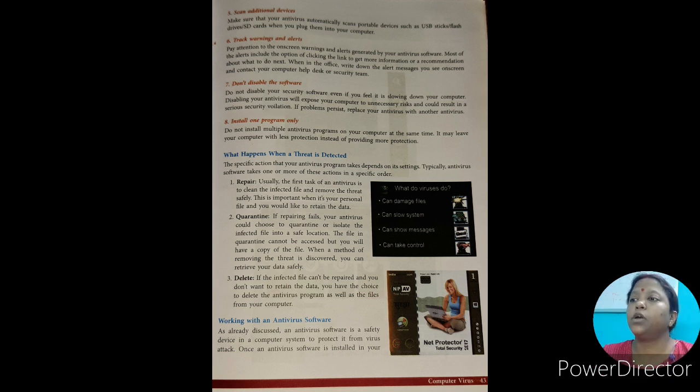Now the next topic: what happens when a threat is detected? The specific action that your antivirus program takes depends on its settings. So it depends on the settings what type of actions should be taken by the antivirus software. Typically, antivirus software takes one or more of these actions in a specific order. There are 3 types of actions taken by antivirus software: number 1, repair; number 2, quarantine; and number 3, delete.